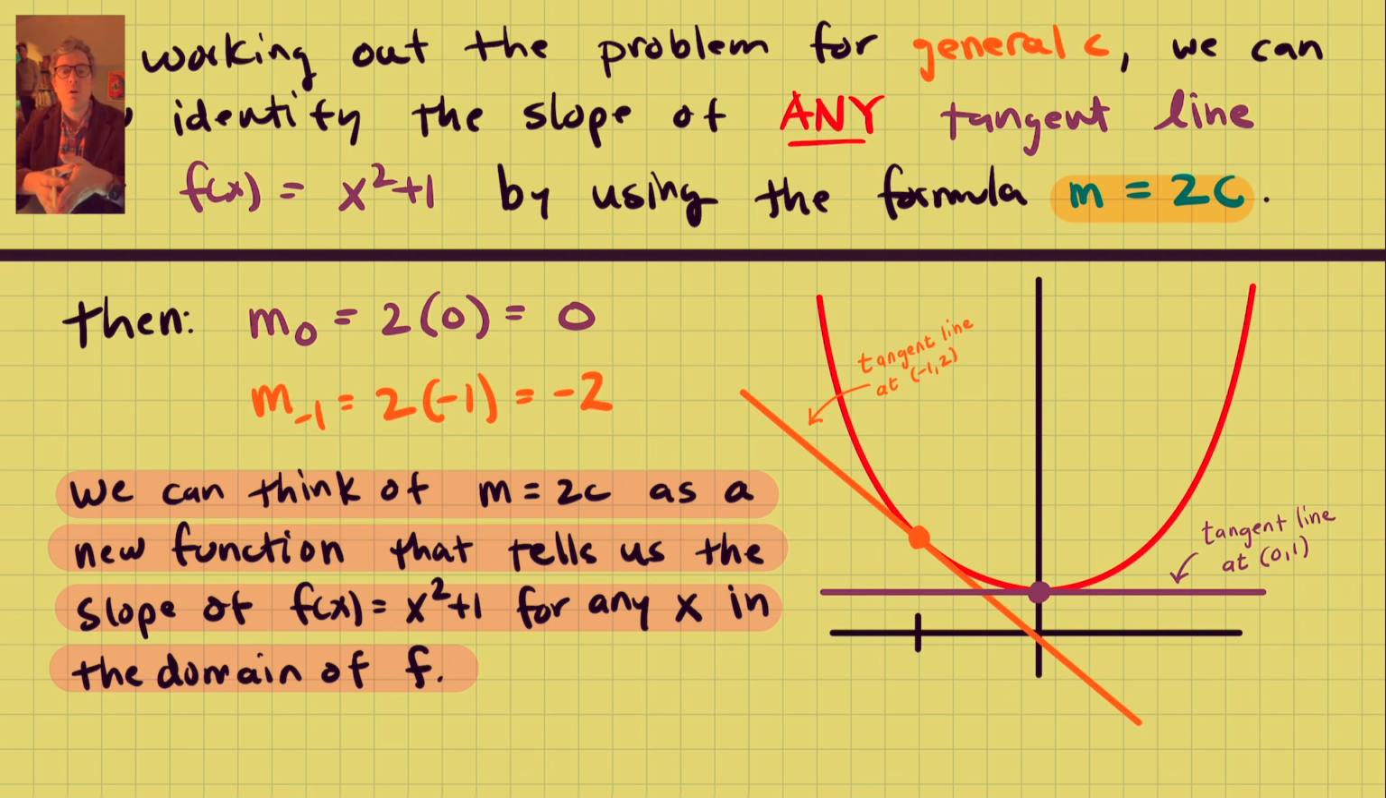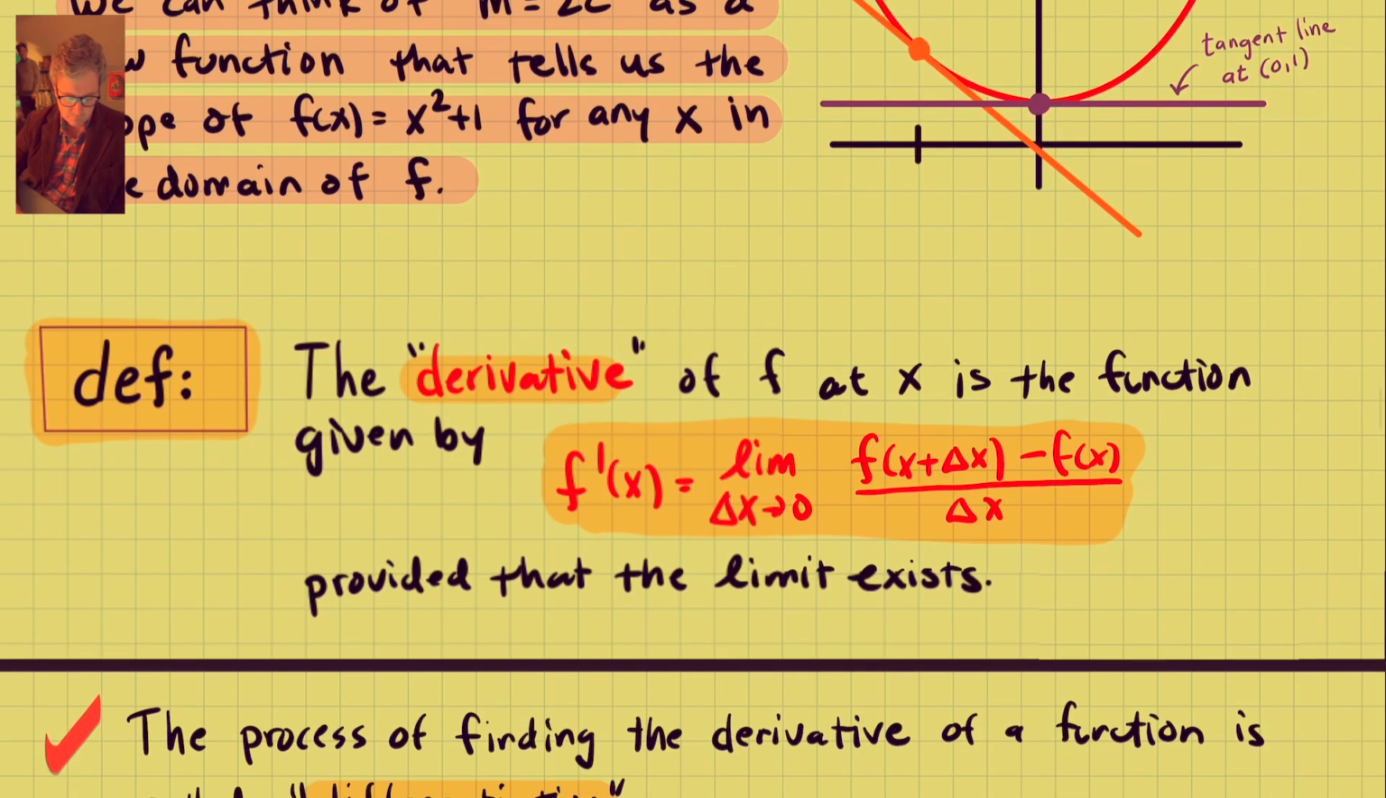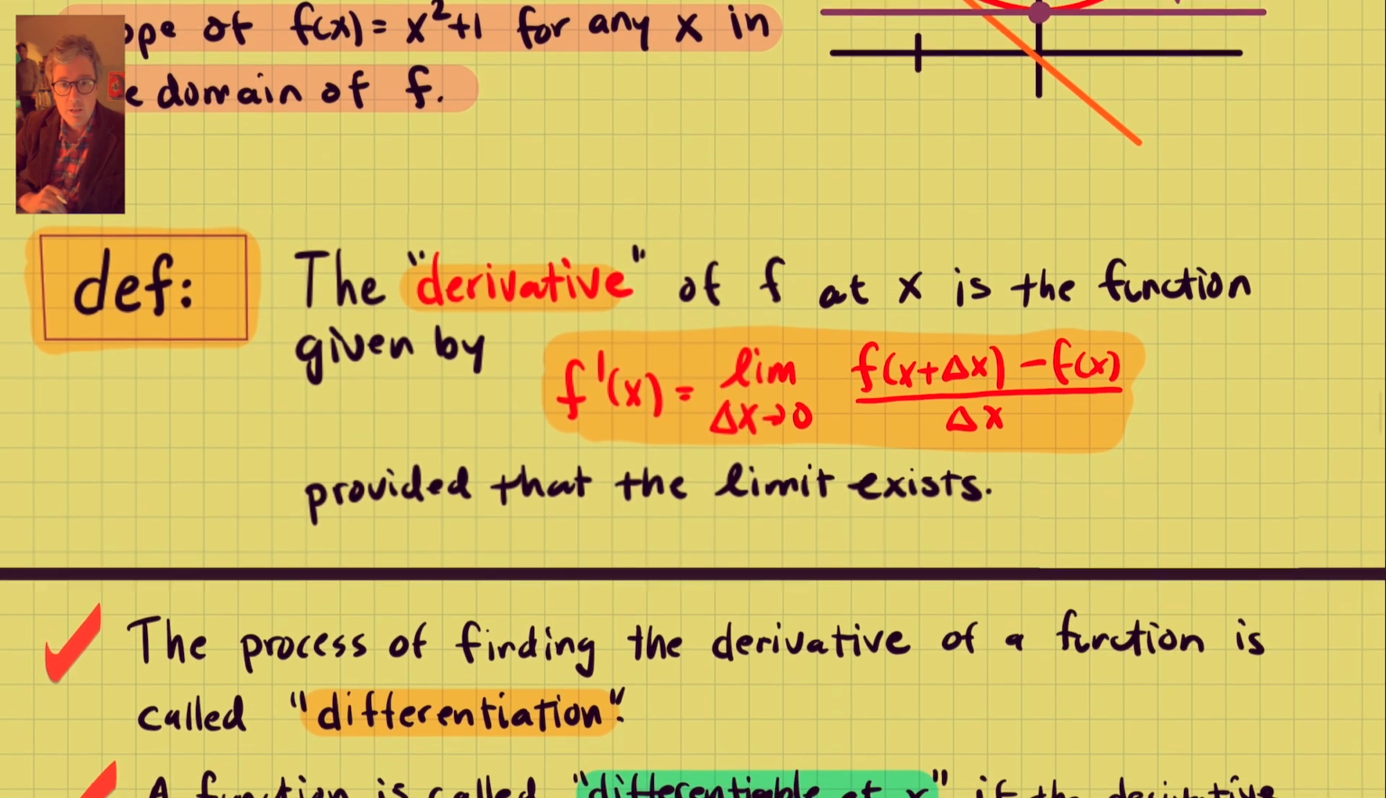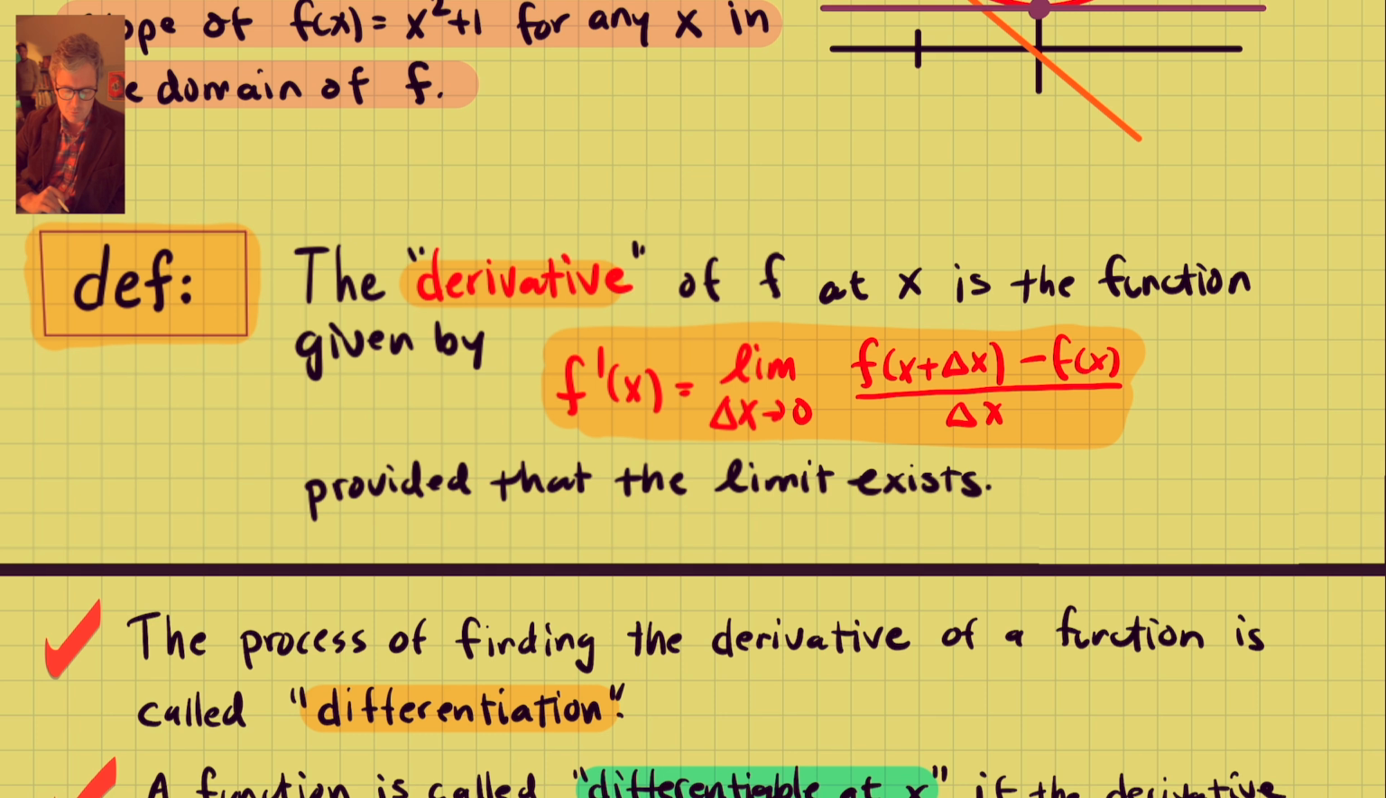It tells me the slope of all the tangent lines of the original function. That's a whole new thing, and that is what we call the derivative. So let's take a look at the definition of the derivative. Okay. So the derivative of a function f at x is the function given by this guy here, right?